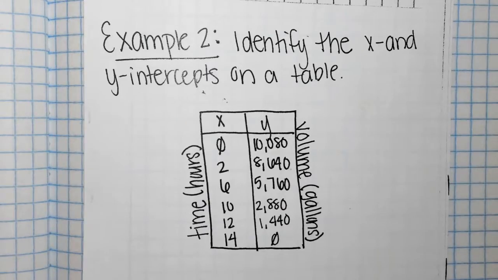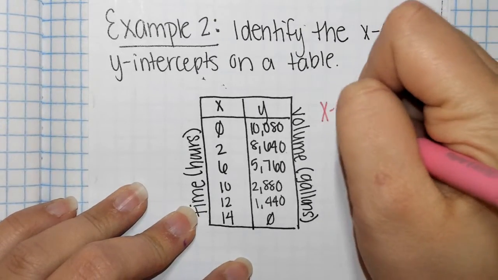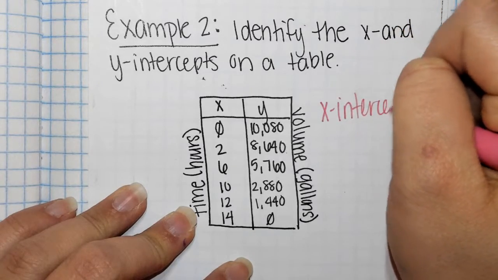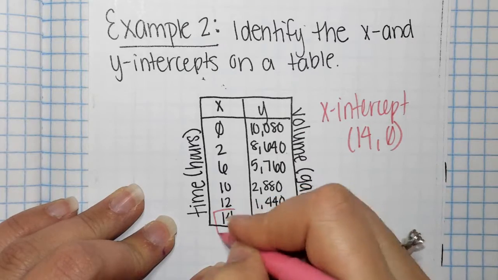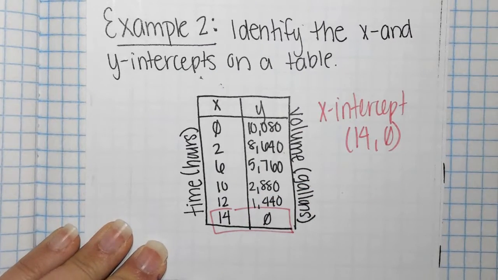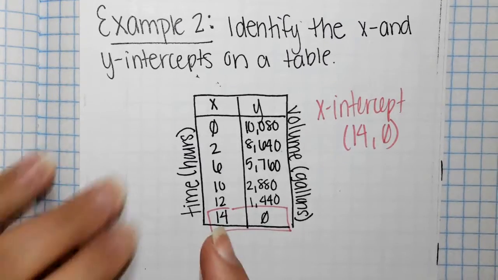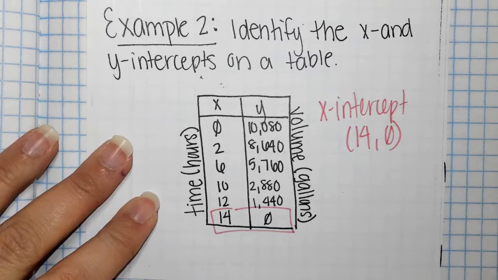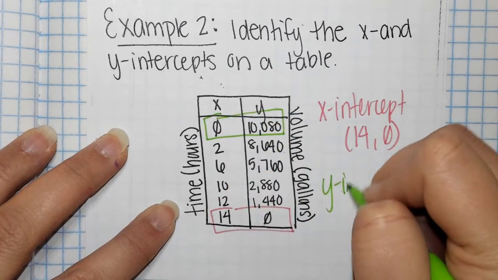Alright, so now, let's look for the y value of 0. Do we see a y value of 0? Okay, so what's our x-intercept? That's all you do. Now, how do you find your y-intercept? What do you look for? For x to be what? Okay, so which one has x as 0? That's it.